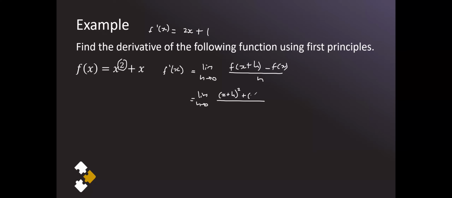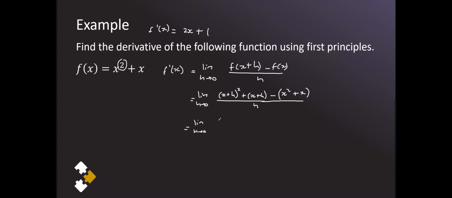Plus, there's another x, which I need to add an h to. Then I have to say minus f of x. I'm going to keep it in brackets, like I was saying, because we have two terms: x squared plus x, all over h. Then this is equal to the limit as h approaches 0.